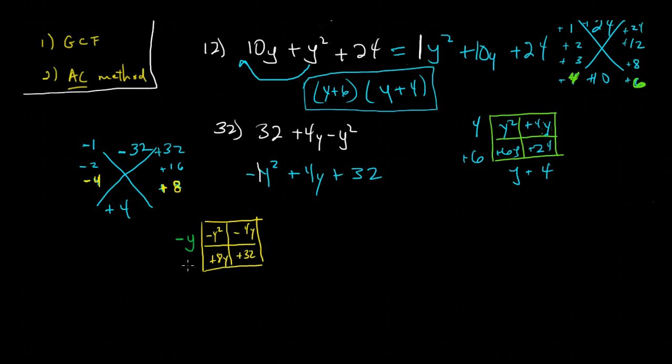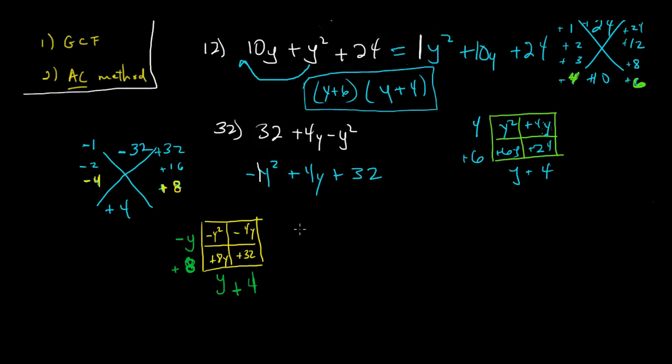8y and 32 have an 8 in common, and those are both positive, so let's make that positive. Y squared and 8y is just the y. Let's leave this positive because in the end I need that to be negative, and a positive times a negative is a negative. 4y and a 32, let's make that a 4. That's what they have in common, and that's positive because my 32 at the end is positive.